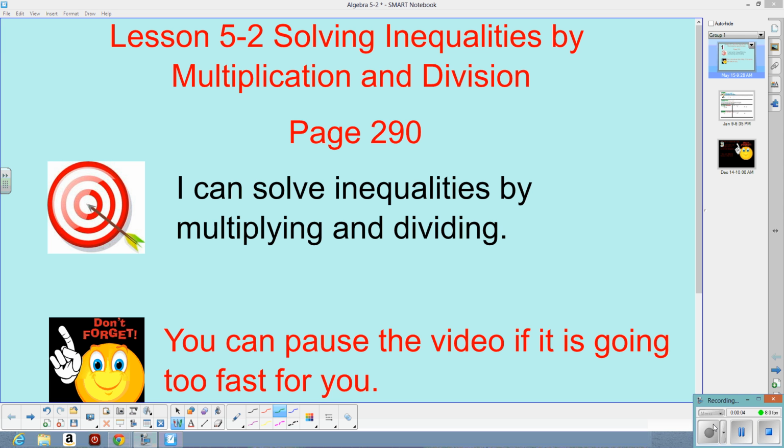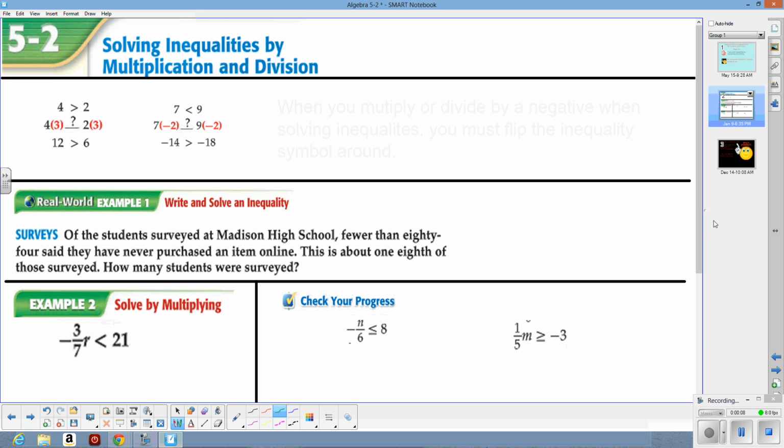In Lesson 5.2, you will be solving inequalities by multiplying and dividing. We're going to start out by just looking at some simple inequalities. 4 is greater than 2. If I take and multiply both sides by 3, I get 12 is greater than 6, which is a true statement.